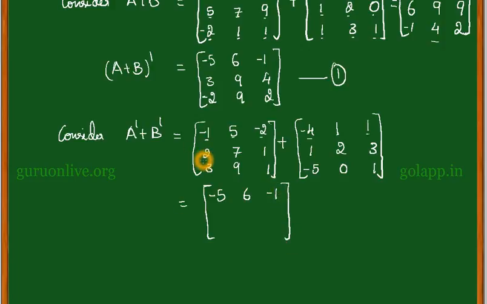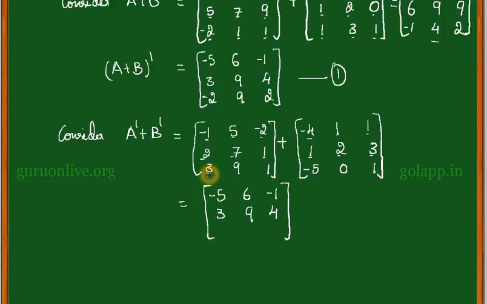In second row, first element is 2, corresponding element is 1. So 2 plus 1 is 3. And second element in the second row is 7, corresponding element is 2. 7 plus 2 is 9. So last element in the second row is 1, and the corresponding element is 3. 1 plus 3 is 4.